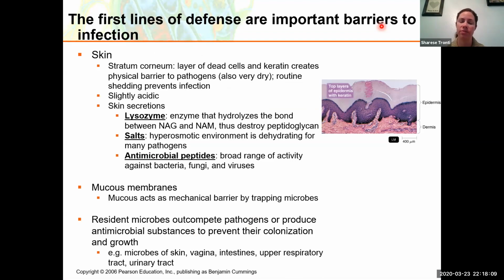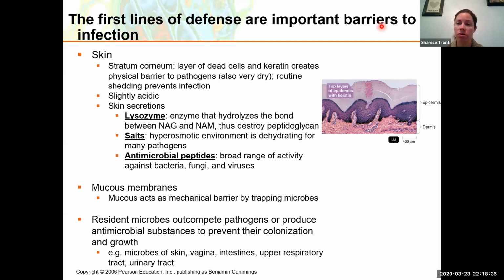So the first line of defense of the innate immunity, again, is preventing microbes entering into the body. And that includes the skin, mucous membranes, and resident microbes. The skin, as you recall, the outside layer of the skin is the stratum corneum. The stratum corneum is the very thick layer of dead cells and keratin. And so this provides a physical barrier to pathogens.